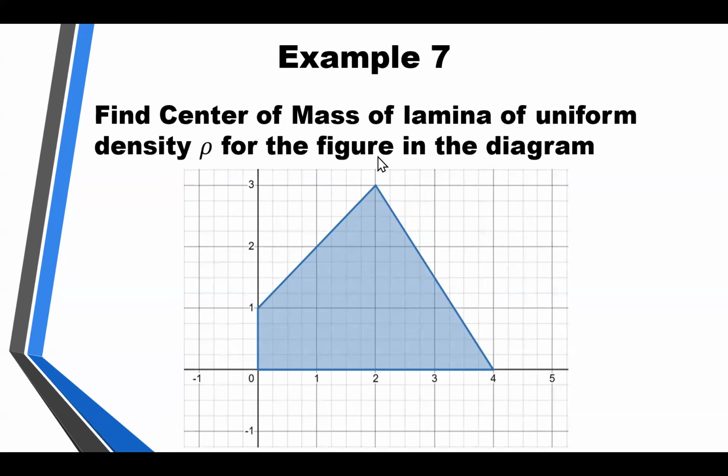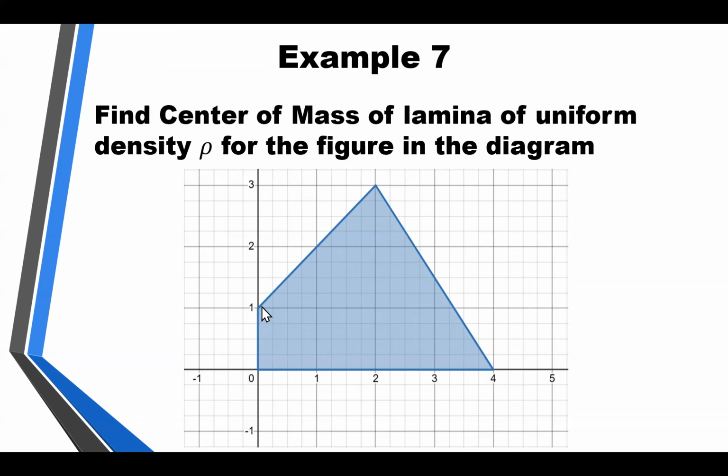I'm going to do one last example here. We're going to find a center of mass of the lamina that we see here in this picture. So this is some sort of a polygon where the sides go from the origin to 0, 1, and then from 0, 1 up to 2, 3, and then from 2, 3 down to 4, 0, and then from 4, 0 back to the origin.